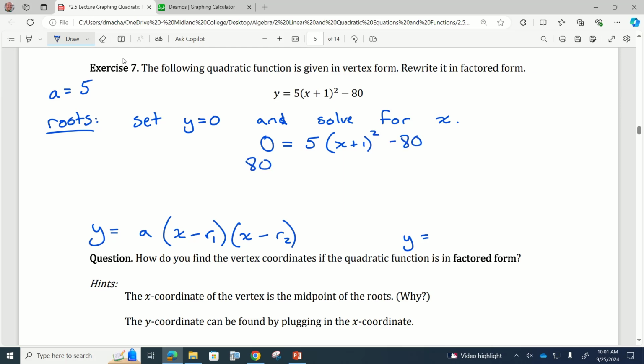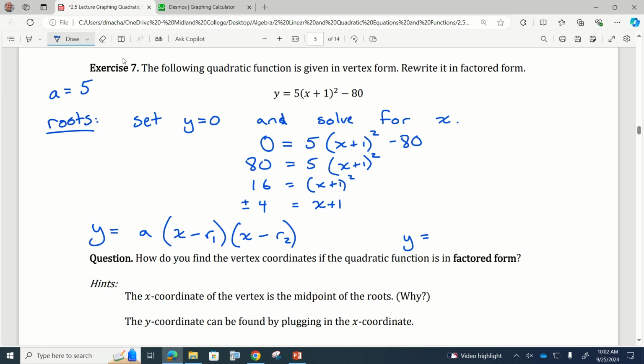So I add 80 to both sides. And then I divide both sides by 5. And now what do I do? Take the square root of both sides. And when I take the square root of both sides, yeah, you have two solutions. You have to throw in a little plus or minus sign.